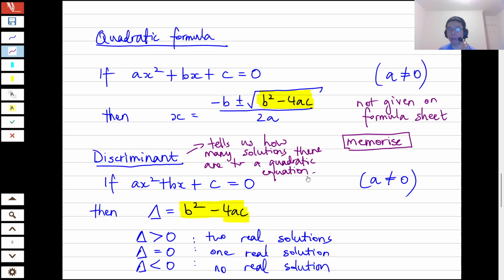So you should recall from your Year 11 studies, if the discriminant is positive, there are two solutions. If the discriminant is 0, there is only one solution. And if it's negative, there are no real solutions. So with that in mind, let's do our final example.